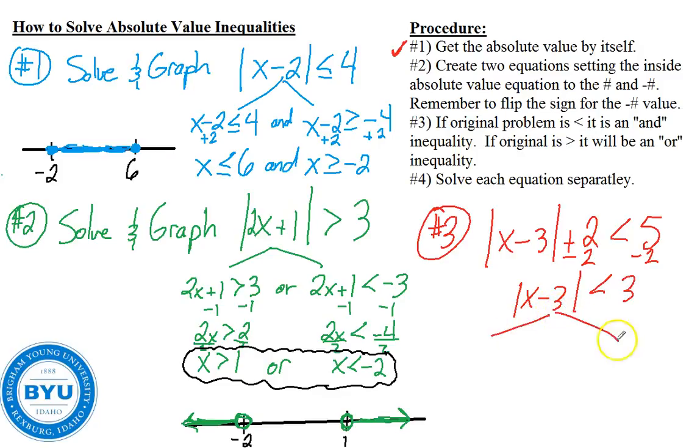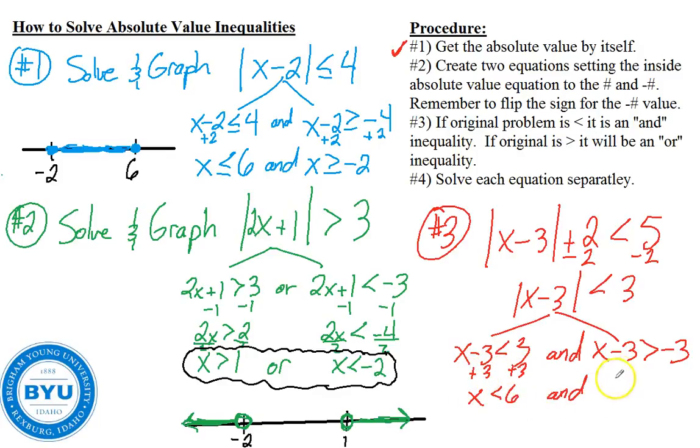We can split it into two equations. x minus 3 is less than 3. And x minus 3 is, flip the sign, change the value so it's negative 3. Good. Because this was a less than inequality, I'm going to put "and" in between them. I'm going to plus 3 to both sides. I get x is less than 6. And when I plus 3 to this side, I get x is greater than 0. So that's my algebraic answer.